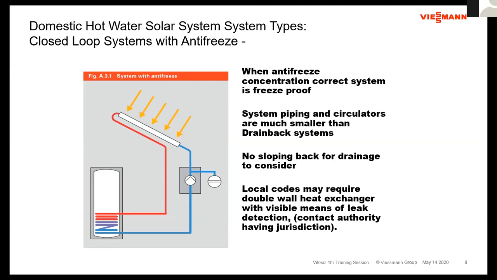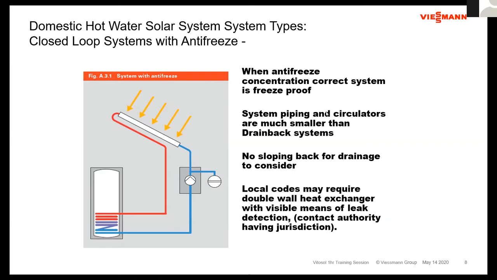And it's difficult to drain those out. So as far as drain back, we don't do drain back with the 200 FM collectors. They will be a closed loop type of system here, and we use an antifreeze, a glycol. We're going to look at those here in a little bit.